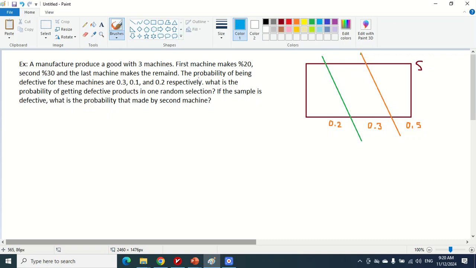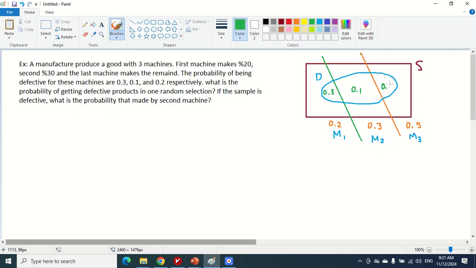The event that we consider in the middle of this story is a defective product. Let me denote machine 1 by M1, choose the symbol M2 for the second machine, and for the last one we choose M3. Right now the defective probability for the first machine is 0.3, the probability of getting a defective product from the second machine is 0.1, and for the last one is 0.2.